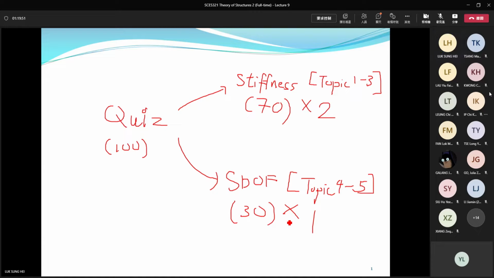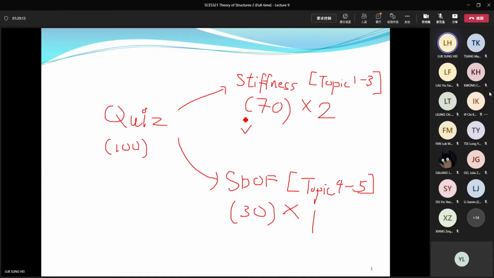For the stiffness method, if you have no time, if you are busy, I suggest you focus on the truss element and beam element. For frames, you may study later.